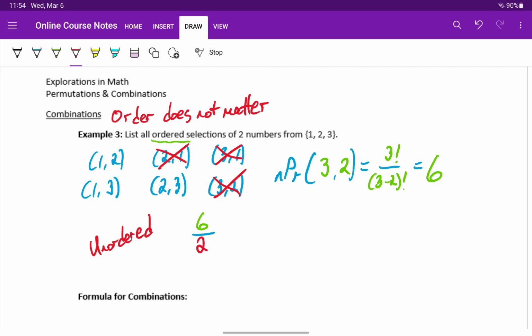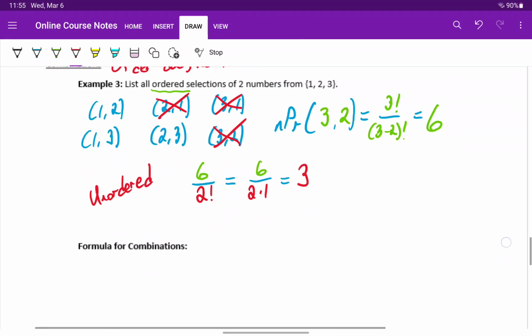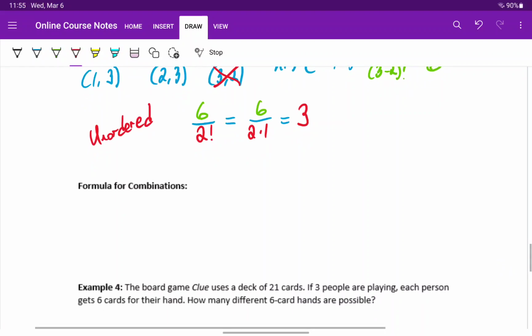To make this a little bit more complicated, we could say that's the same as dividing this by 2 factorial, because that would be 6 divided by 2 times 1, giving us 3 results. And that's what we're going to look at to generalize and come up with this formula for combinations.